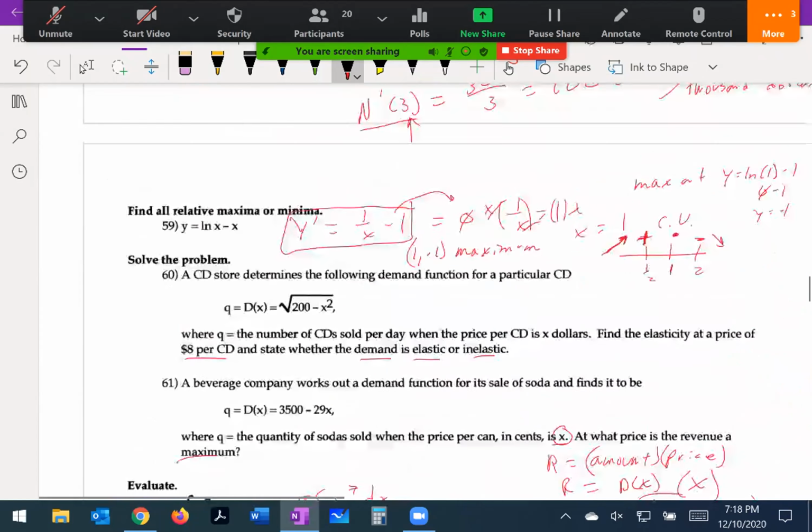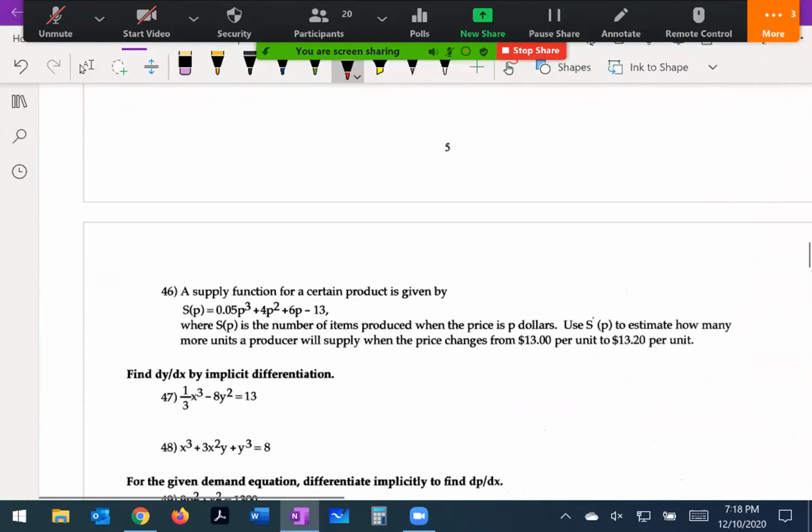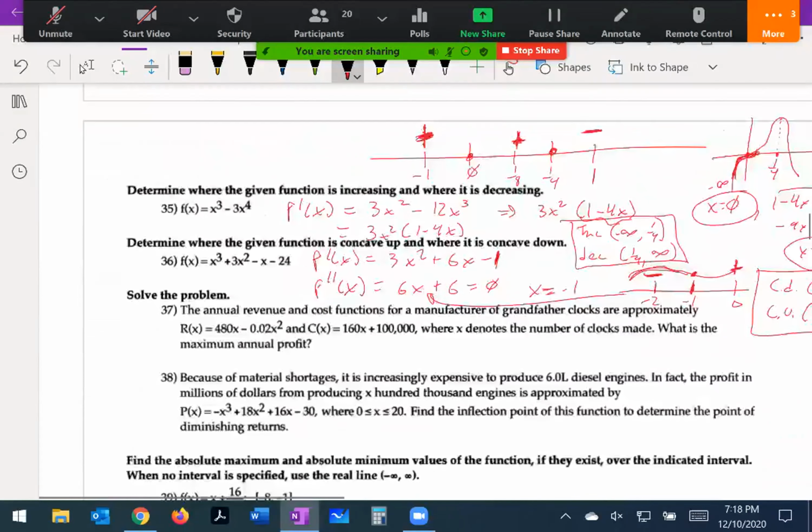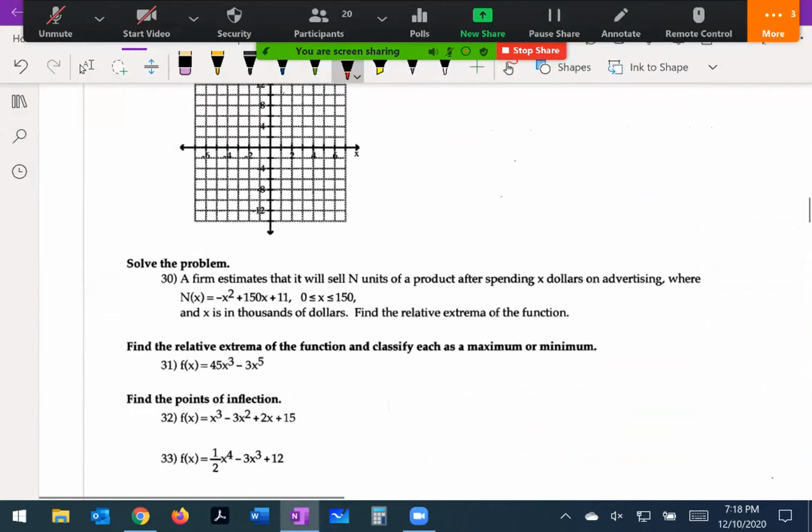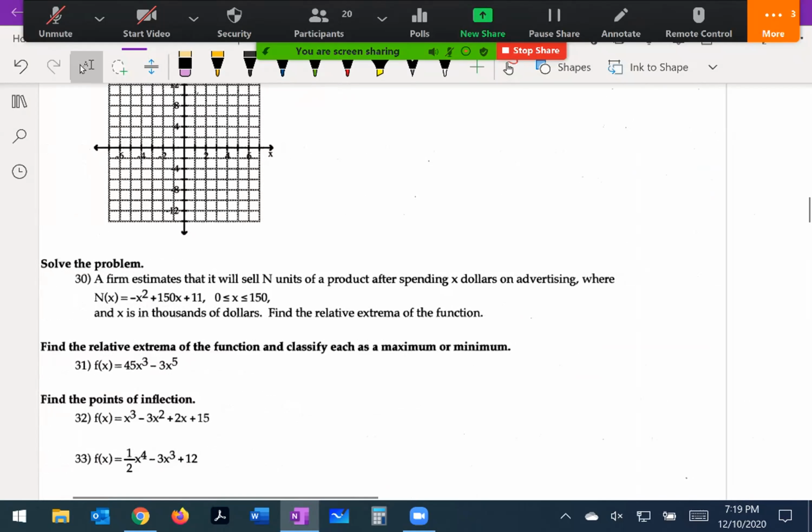Okay, number 30. A firm estimates that it will sell n units of product after spending x dollars on advertising, where n of x is equal to negative x squared plus 150x plus 11. Find the relative extrema of the function. Okay, so relative extrema from 0 to 150.